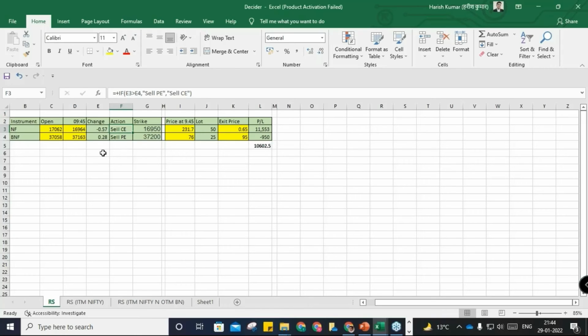Both can be strong on that particular day in absolute terms. But in the relative sense, we have to check which index is stronger than the other. Like in this case, Nifty is minus 0.57% down, and Bank Nifty is up 0.28%. So it is clear that Bank Nifty is strong, and in that case, we have to sell the ATM put of Bank Nifty 2 lots, and we have to sell the ATM call of Nifty single lot. This is how we do it.